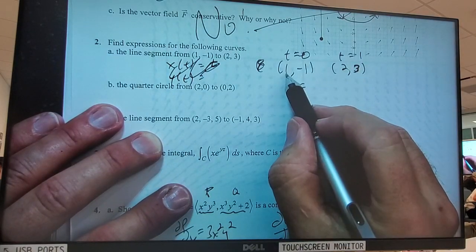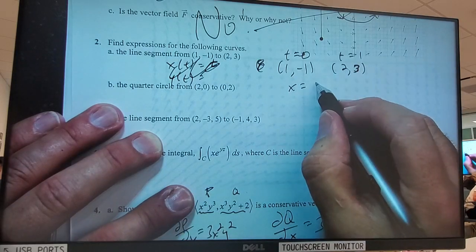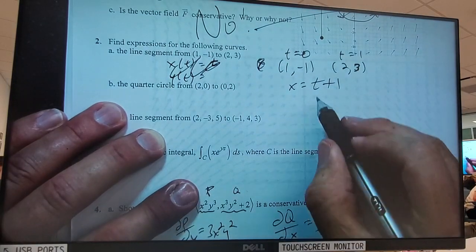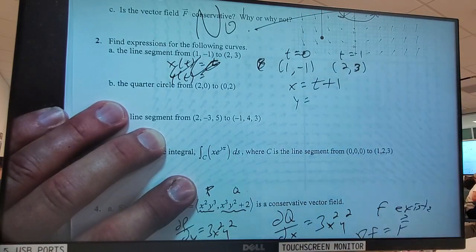When t is 0, x is 1. When t is 1, x is 2. So x is t plus 1. And then what's y? When t is 0, y is -1. When t is 1, y is 3.